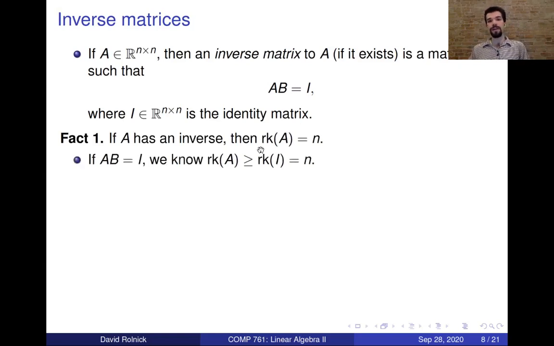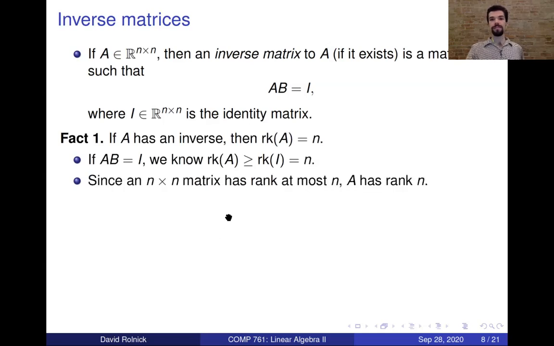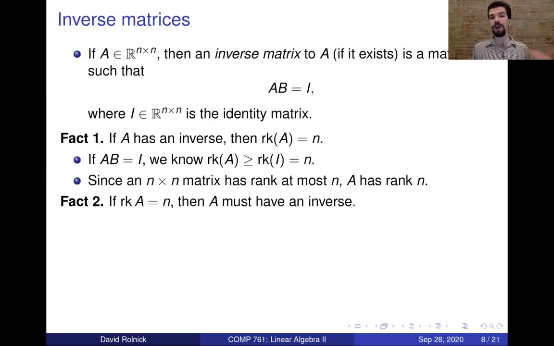If AB is equal to I, then we know that the rank of A is greater than or equal to the rank of I because of that product thing that we saw before. But the rank of I is equal to n. And since it can't have rank more than n, then A has to have rank n. Okay. Now what about the other way around? If rank A equals n, then A must have an inverse. This is the converse.